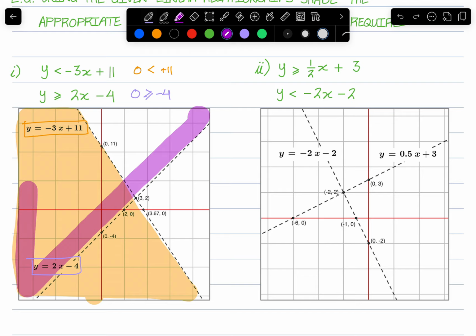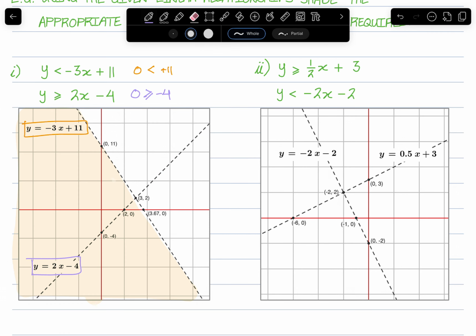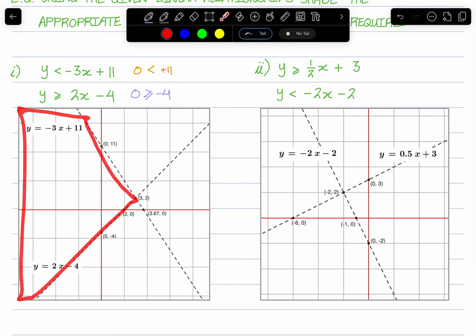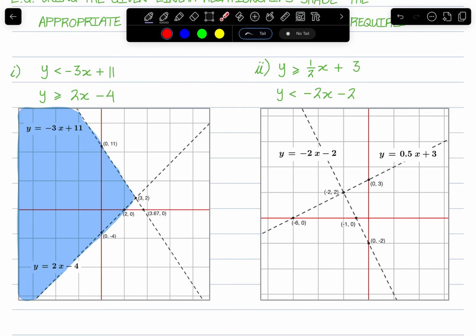And from doing this, you can see a shared region. You can see this region overlaps for both of the tests that we did. So the correct answer that we need to shade is this region here. So let's do that one in blue. There we go. And that is the shared region. And there we have it for this example.